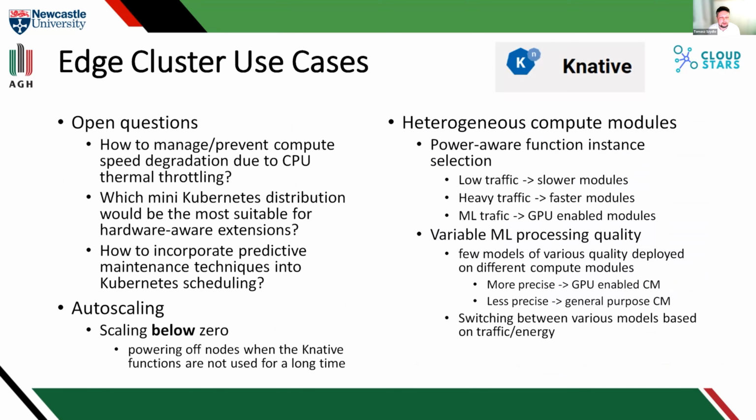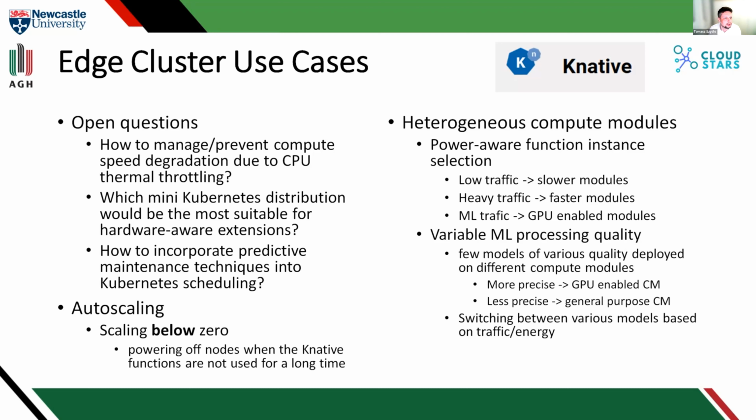So the extended control of the hardware and the awareness of the physical context in which these edge clusters are working opens a plethora of new use cases for edge clusters. There are open research questions driving the future research, which are the questions related to how to manage and prevent compute speed degradation due to the CPU thermal throttling. This is the aspect commonly omitted in the research papers, because when one of the nodes is overheating, the processor just degrades its processing frequency and reduces the processing capacity.